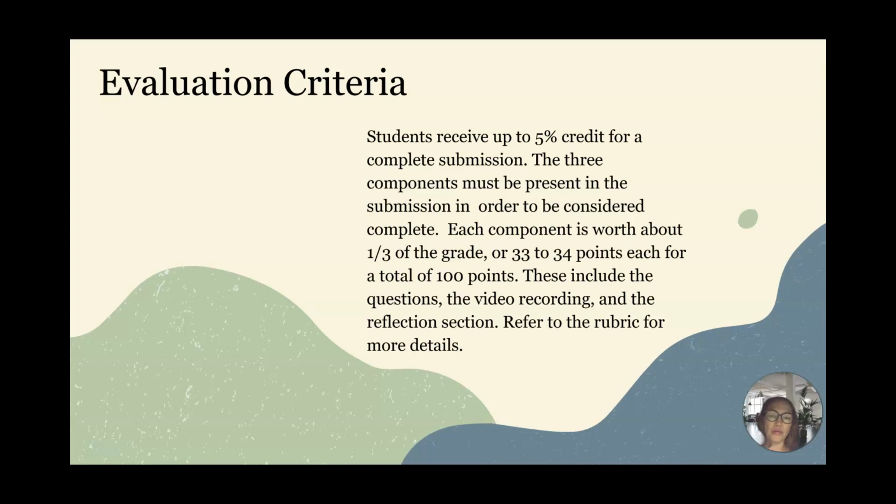Here's the evaluation criteria. Students receive up to 5% credit for a complete submission. The 3 components must be present in the submission in order to be considered complete. Each component is worth about a third of the grade, or 33 to 34 points each, for a total of 100 points. This includes the questions, the video recording, and the reflection section. So refer to the rubric for more details.